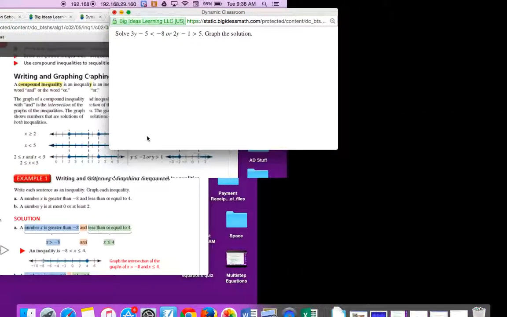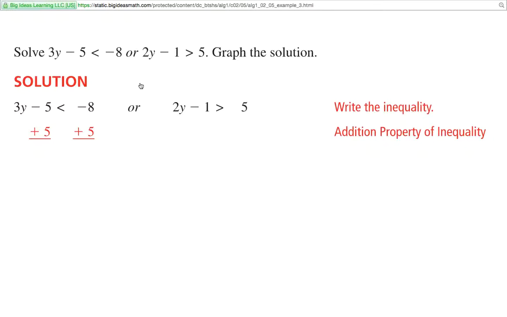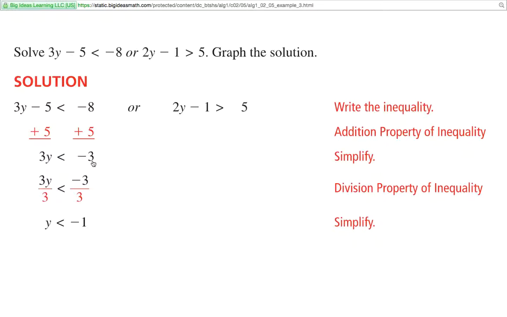All right, last one. Solve 3y minus 5 is less than -8, or 2y minus 1 is greater than 5. Normal inequality, they're or statements. You have two separate graphs. Just go ahead and solve them normally. Plus 5, plus 5, -3 over here. Divide by 3, divide by 3. You get y is less than -1. Over here, add 1 to both sides. Then you end up getting 2y is greater than 6. Divide by 2 on both sides. y is greater than 3.